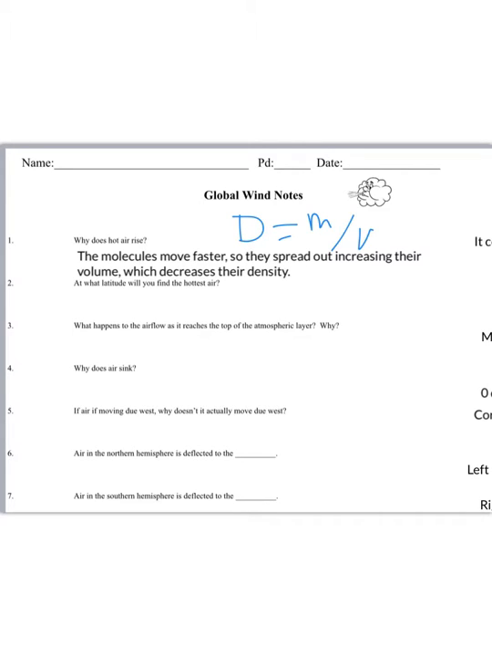Next question. What latitude are we going to find the hottest air? Correct answer is the equator, because the equator receives the most amount of direct radiation, therefore it's going to be the hottest. Next question. What happens to the airflow as it reaches the top of the atmospheric layer? Once it reaches the top, it's going to get pushed sideways, in this case north and south, because air that is rising up behind it is going to force it and push it out of the way.